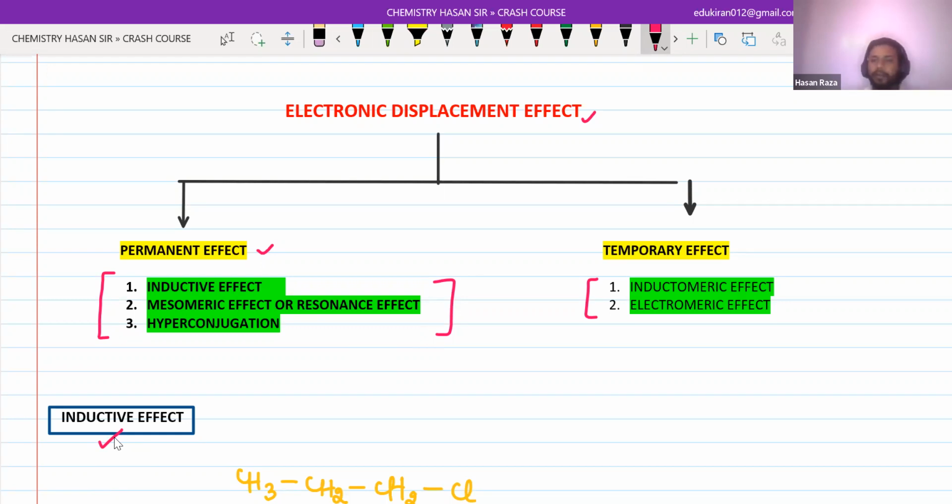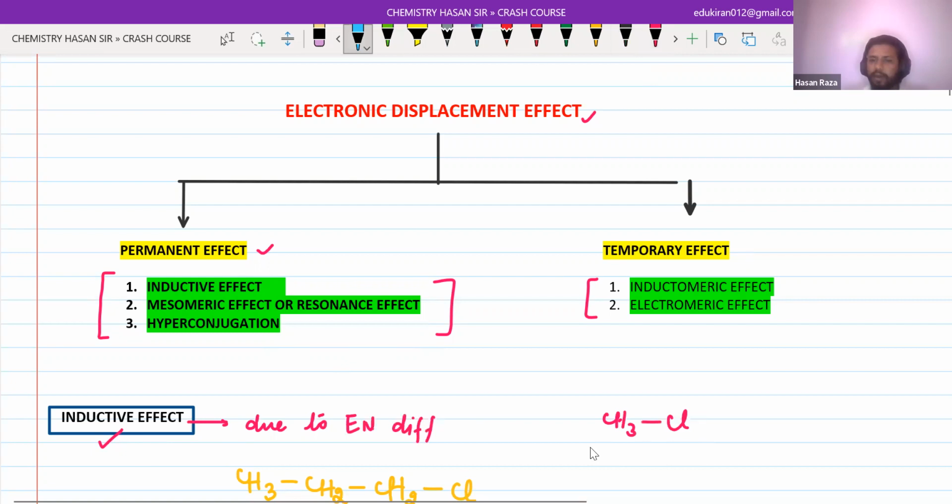So what is this inductive effect? First of all, this is your permanent effect, and it arises due to electronegativity. So as you know, there is CH3Cl, a compound that is chloromethane, and you know that the more electronegative element here is chlorine and the less electronegative is carbon. So chlorine will pull carbon's electron towards itself. So there will be a delta negative charge on chlorine and a delta positive charge on this carbon.